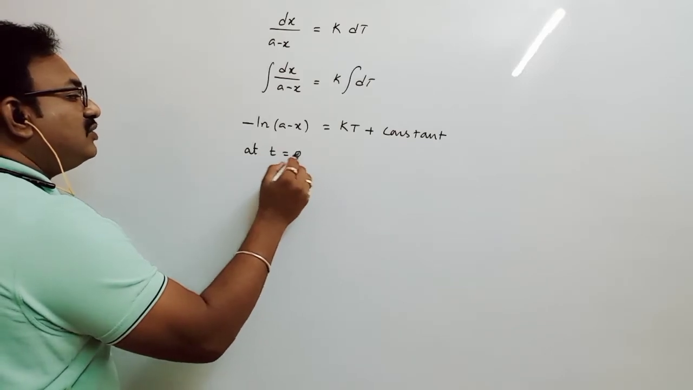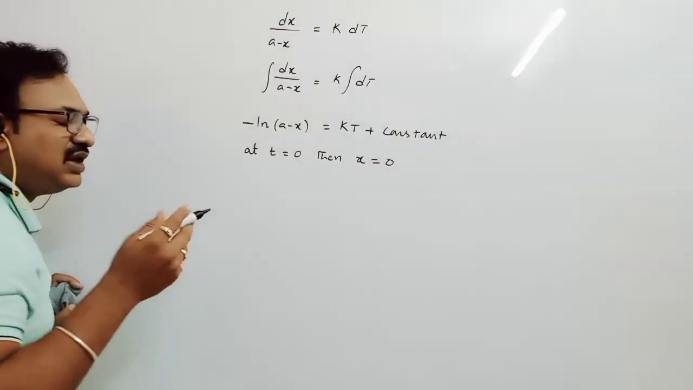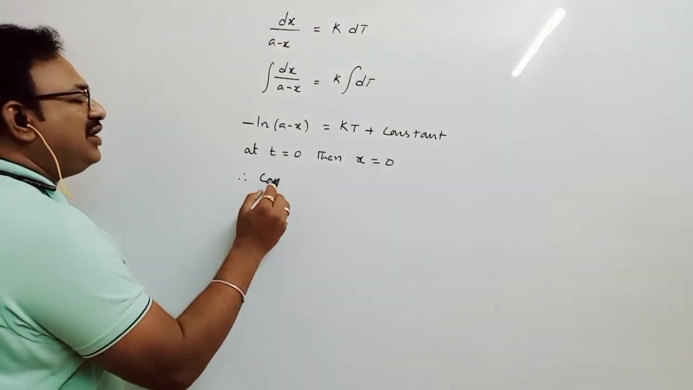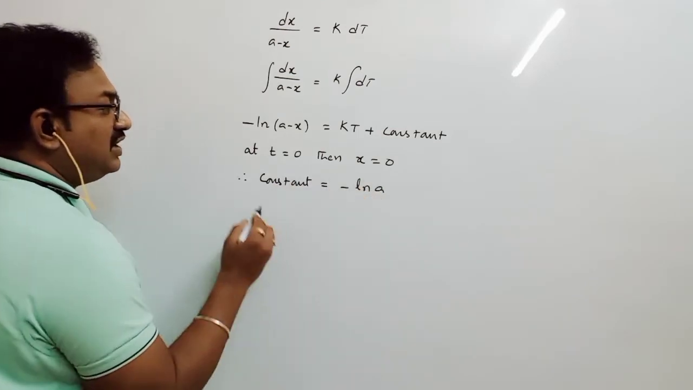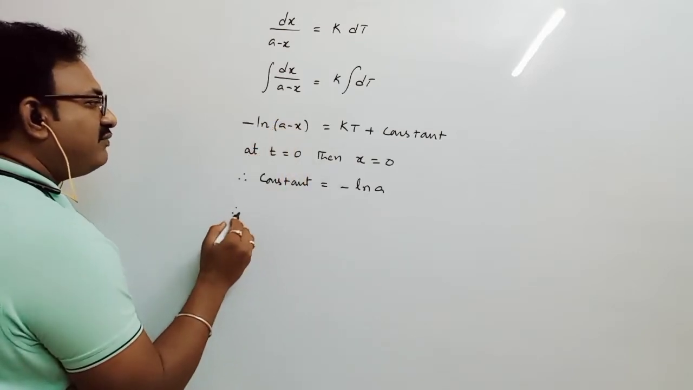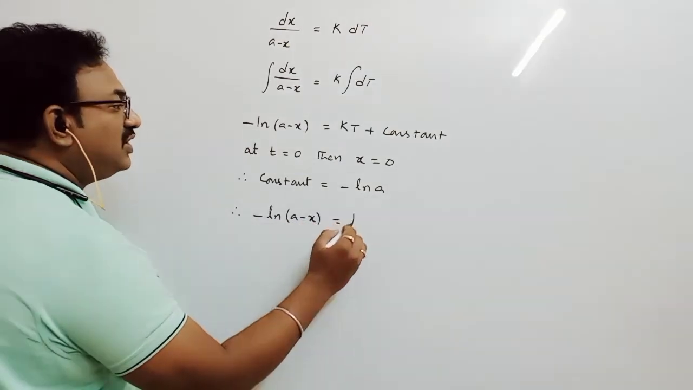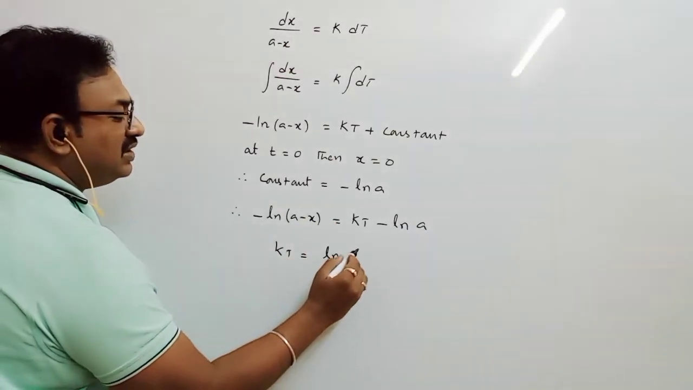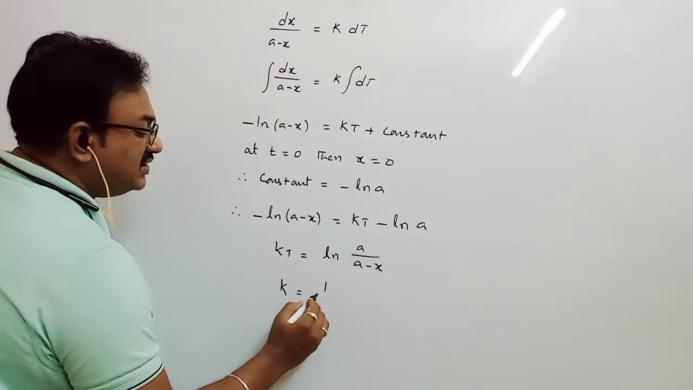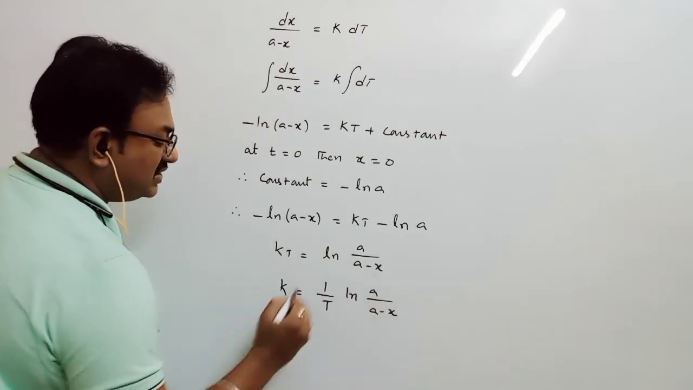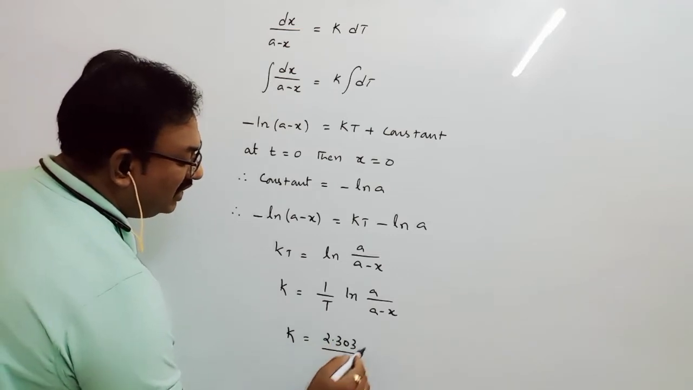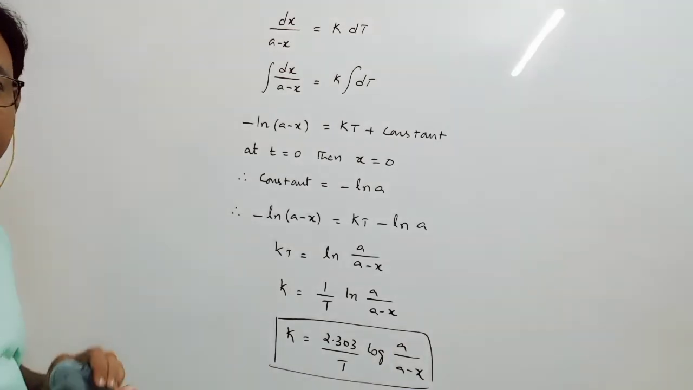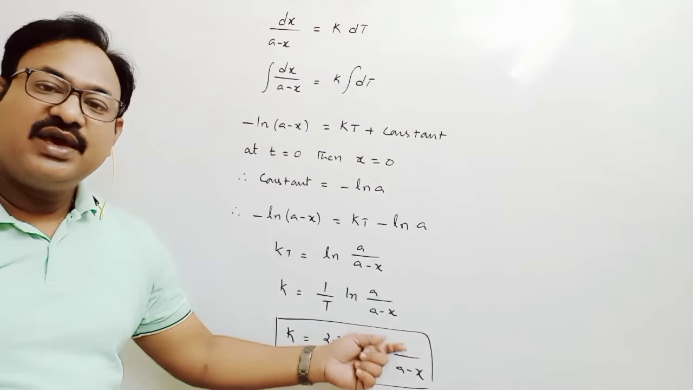Now at t equal to 0, x will be equal to 0. At t equal to 0, मतलब initial state में there is no product, that's why x is taken as 0. Therefore the value of the constant is equal to minus ln a. So substituting this constant, the equation is written as kt equal to ln a by (a minus x). Then k equal to 1 by t ln a by (a minus x). Then k equal to 2.303 by t log to the base 10 of a by (a minus x). So this is the integrated rate expression for first order kinetics.